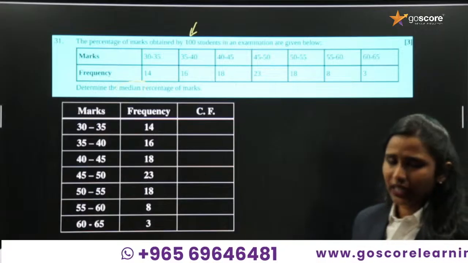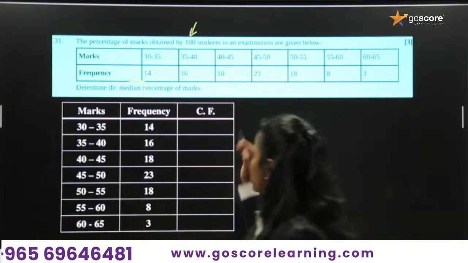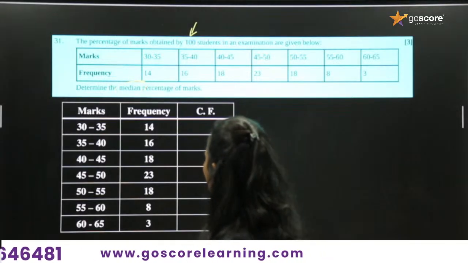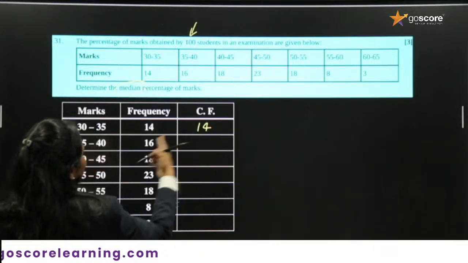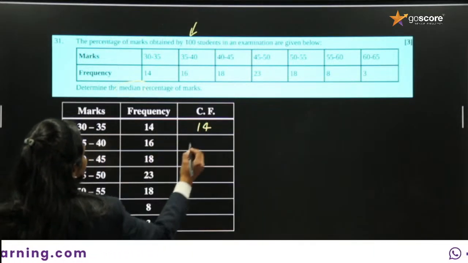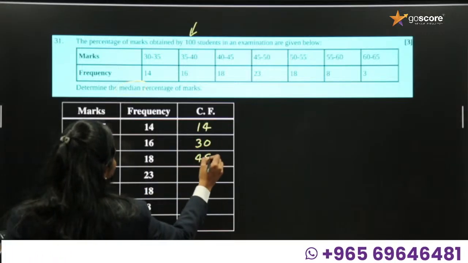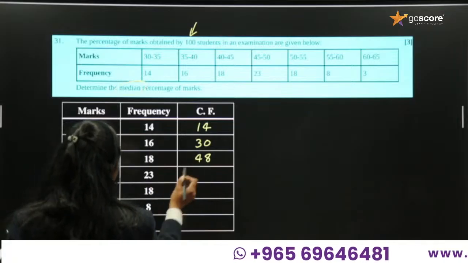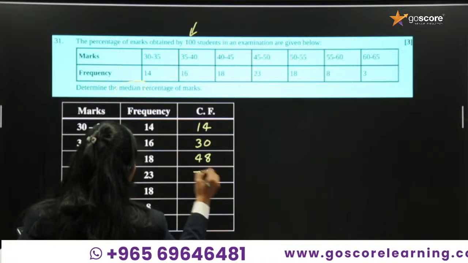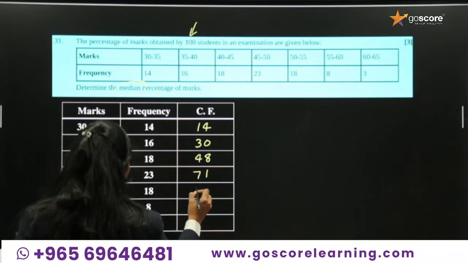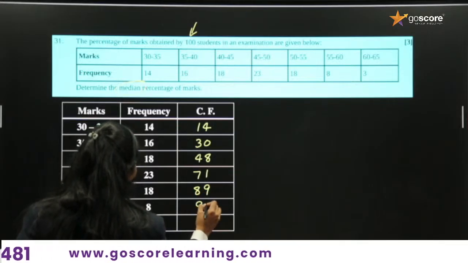If it is median, you need to remember what? Cumulative frequency, right? So cumulative frequency, we need to write it. The first frequency is as it is. Then for the next one we need to add 14 with 16, so you will be getting 30. 30 plus 18, 48. 48 plus 23, 71. Then 71 plus 18, so 89. 89 plus 8, 97.